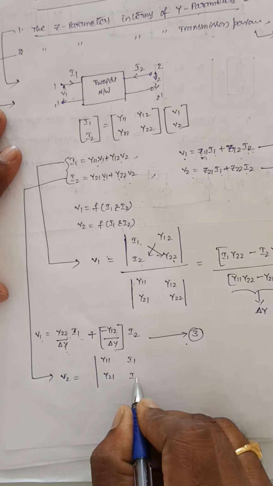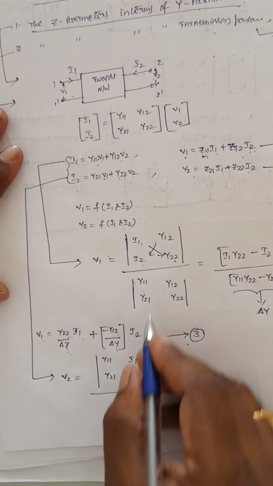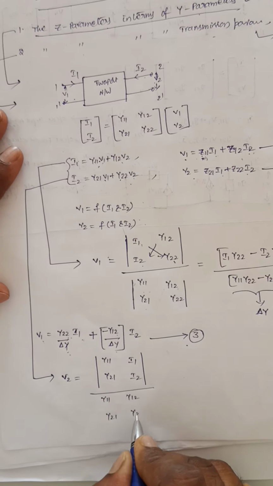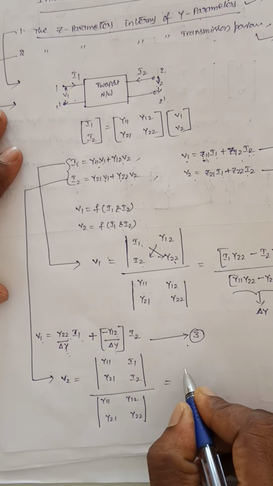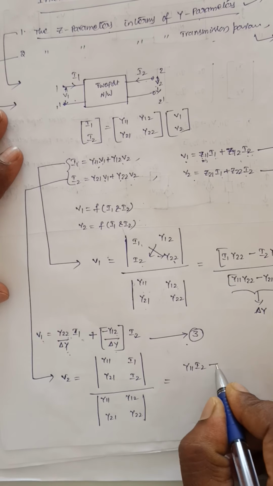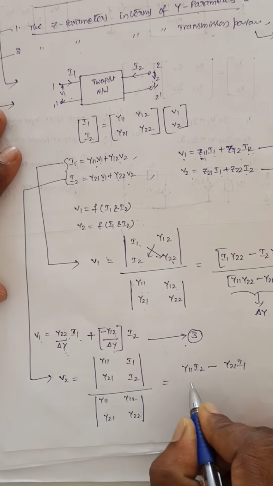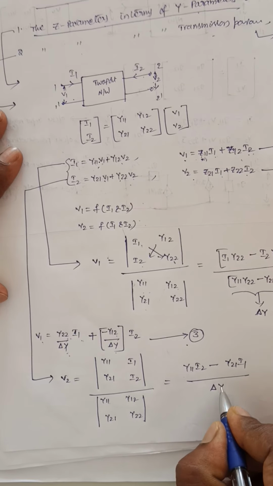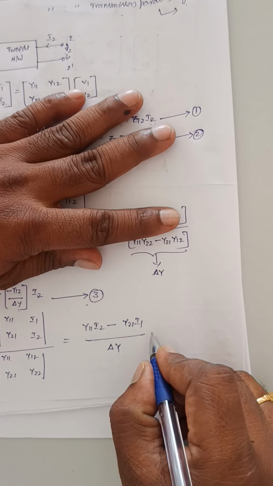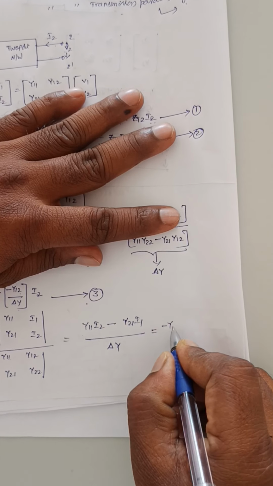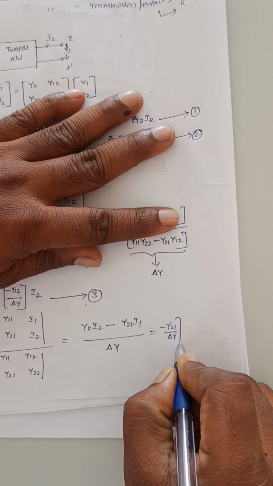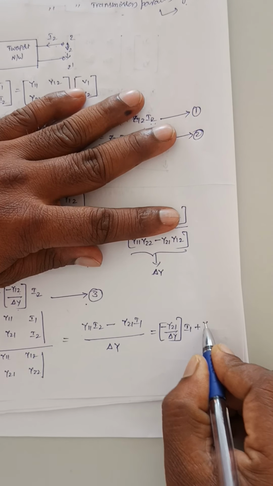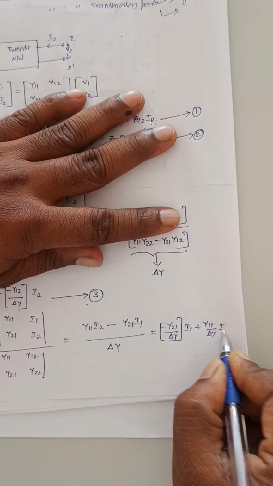It is I1 and it is I2 divided by, save this, y11 y12 y21 and y22. So from this you see it is y11 I2 minus y21 I1 divided by y11 y22 minus y21 y12. So it is nothing but delta y. So from this I can write this equation as minus y21 divided by delta y into I1 plus y11 divided by delta y into I2.